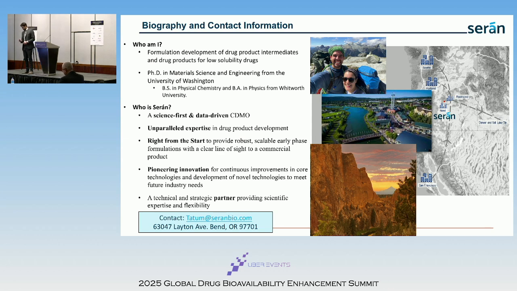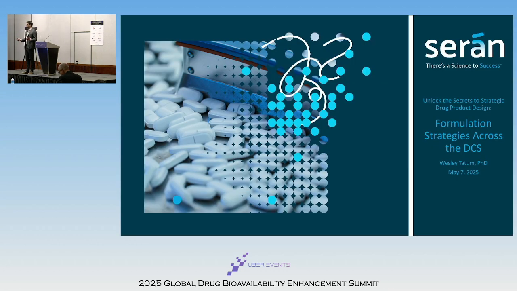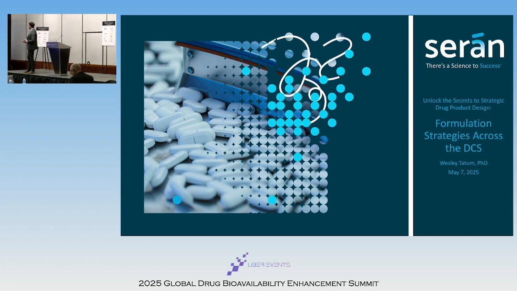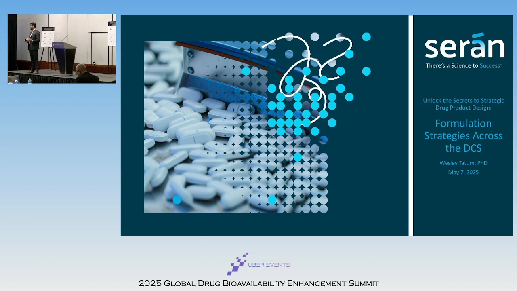All right, excellent. So today we're gonna be talking about some of the tool sets and frameworks of thinking that we use at Séran as we're going through all of these different API problems that we have. We've heard a lot about them, right? Low solubility, low permeability. We'll talk a little bit about how we classify some of those, how we select technologies, and look at two different case studies.